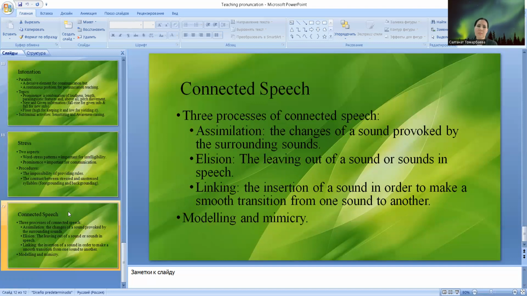That is a steady process of connected speech: assimilation, changes of sound provoked by the surrounding sounds; elision, the leaving out of a sound or sounds in speech; linking, the insertion of a sound in order to make a smooth transition from one sound to another.